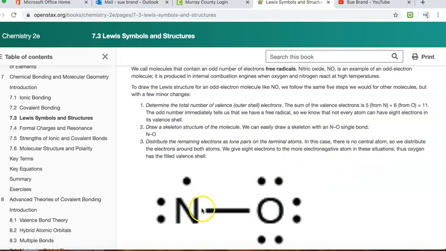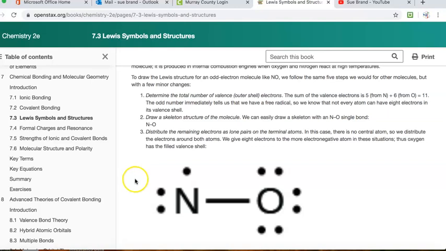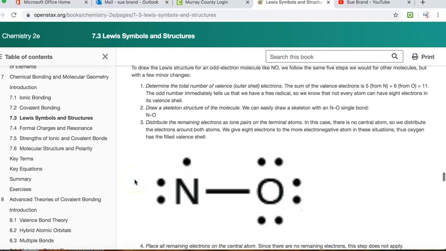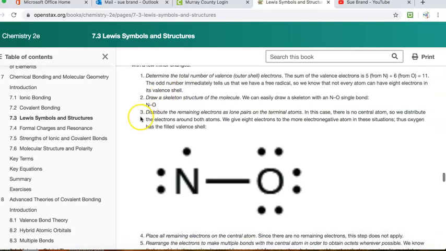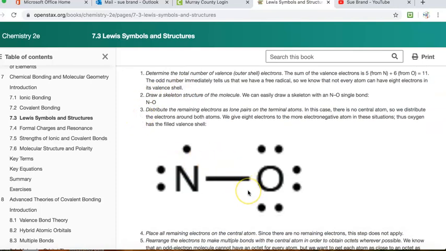Here we have 5 from nitrogen and we have 6 from oxygen. That adds up to 11. The odd number immediately tells you that you have a free radical. So we know that not every atom can have 8 electrons in its valence shell. So you draw the skeleton like we did before, with a single covalent bond in between nitrogen and oxygen.